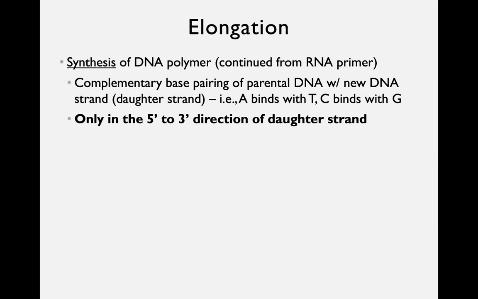Some reminders. This involves complementary base pairing, A with T, C with G. If there is an A, the new strand has a T on it. If there's a C, the new strand has a G on it, and vice versa. And this is only happening in the 5' to 3' direction, which means the new bases are added to the 3' end of the growing strand. The new strand, the daughter strand, whatever you want to call it. And again, it's bolded. You definitely want to know this.